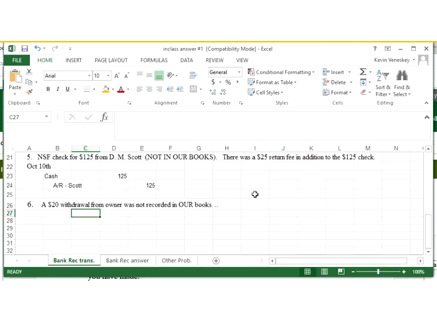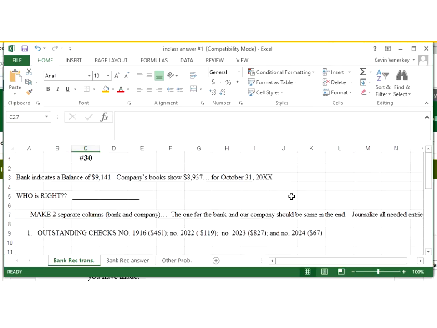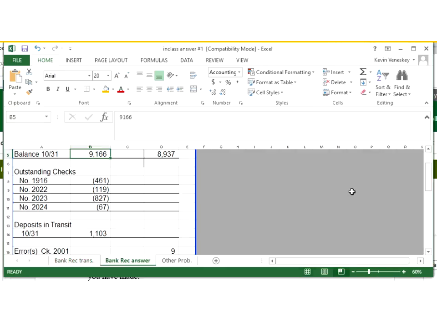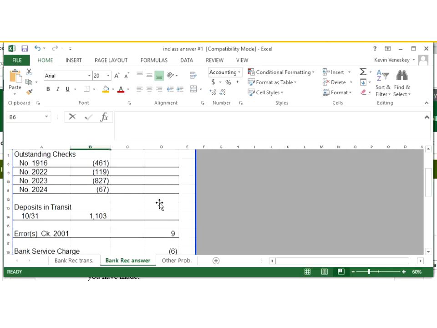So let's check my outstanding checks. I had 461 and 119. Let's see which one's wrong. 461, 119. Oh, it might be even my beginning number here, 9141. Yep, it is my beginning number. This number should be updated to 9141.